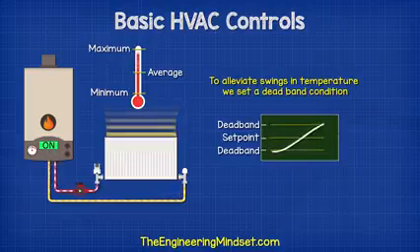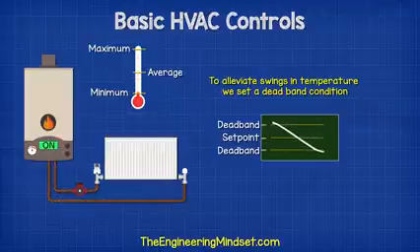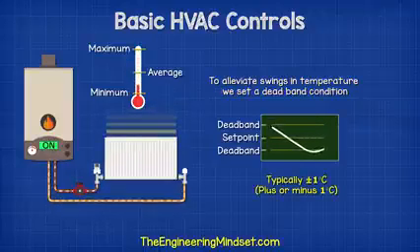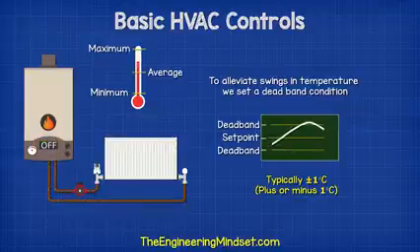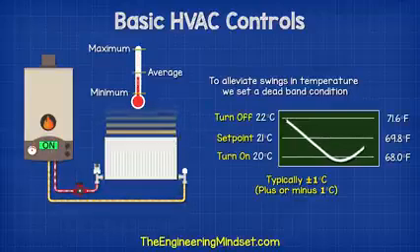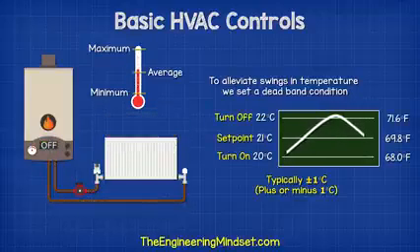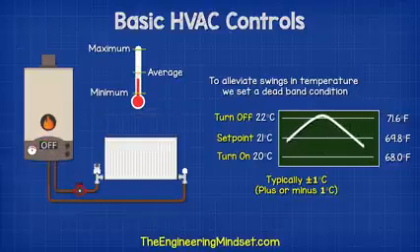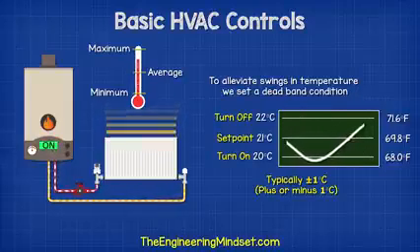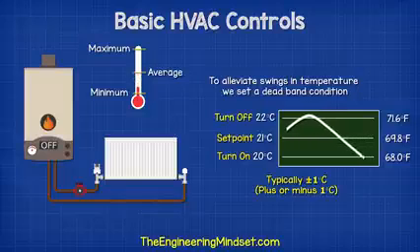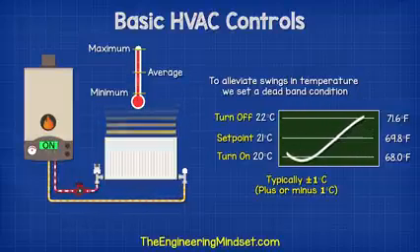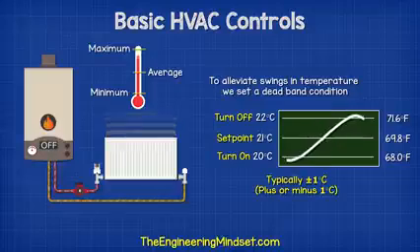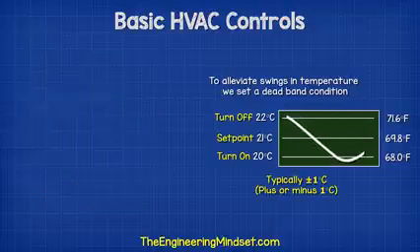To alleviate swings in temperature, we set a dead band condition, typically plus or minus 1 degree Celsius from the required temperature. For example, if we want a room temperature of 21 degrees Celsius with a dead band of plus or minus 1 degree, the heating will turn on when the room temperature falls below 20 degrees Celsius, and it will then switch off when it is above 22 degrees Celsius. This gives us an average temperature of 21 degrees Celsius.